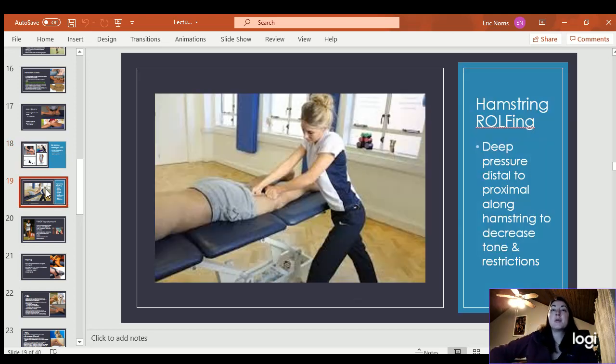Hamstring roughing, you already know that we do that. Typically, hamstrings are tight, so we add pressure and go along the muscle fiber alignment in order to loosen those up and decrease the tone throughout the hamstrings. We can practice that again in class.